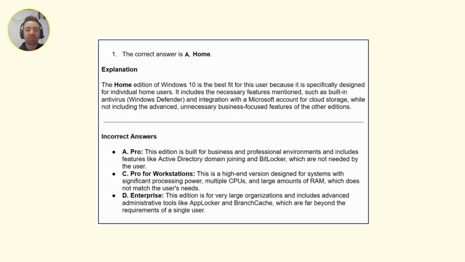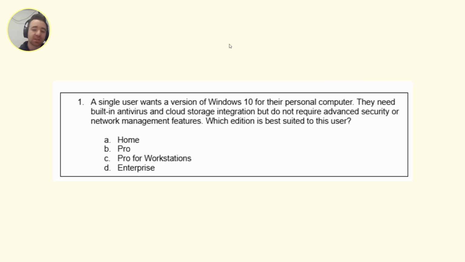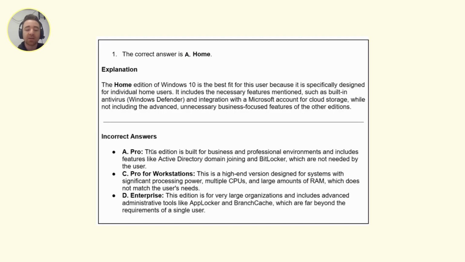Here we go. A, Home. All right, so let's have a look at the question. It's a single user, one user. Already we should be thinking Home. They want a version of Windows 10 for their personal computer. One user, personal computer, we should already be thinking Home. That's the giveaway already, right? That's really all we should need to point us towards Home. But built-in antivirus and cloud storage both come with Windows 10 Home. That's perfectly fine. Home is all we need. Read that if you want an explanation, if you got that wrong for the other answers.